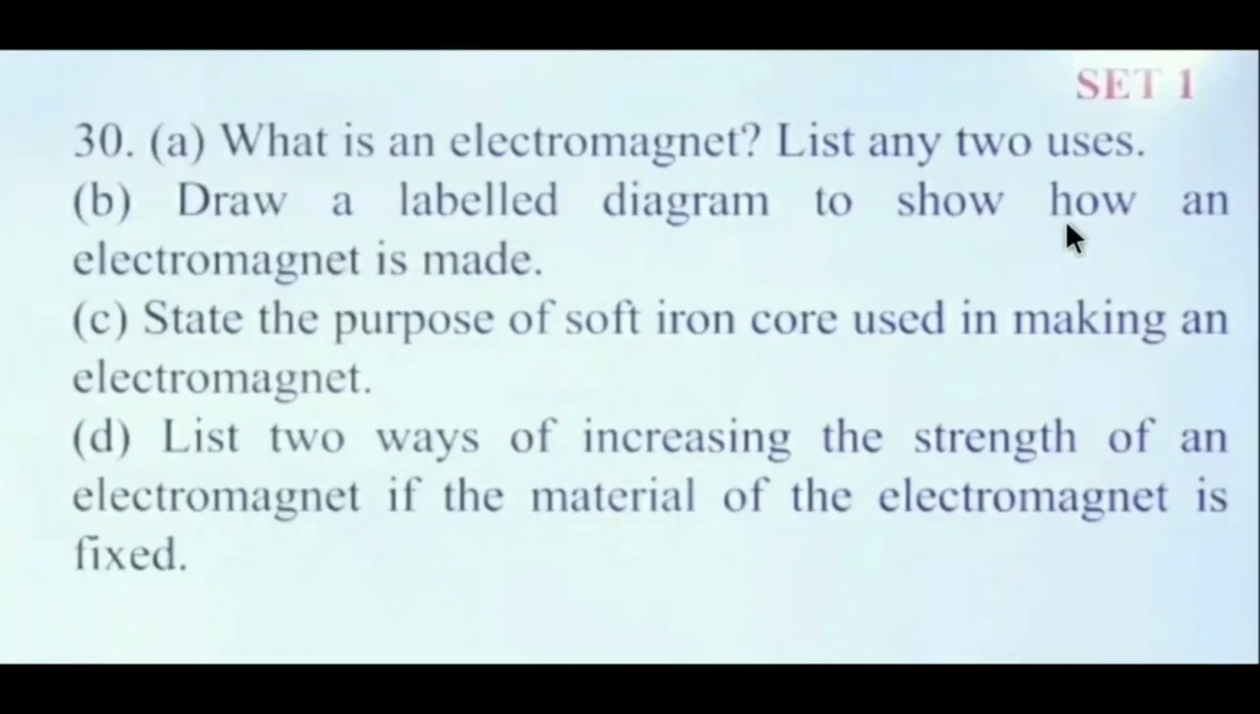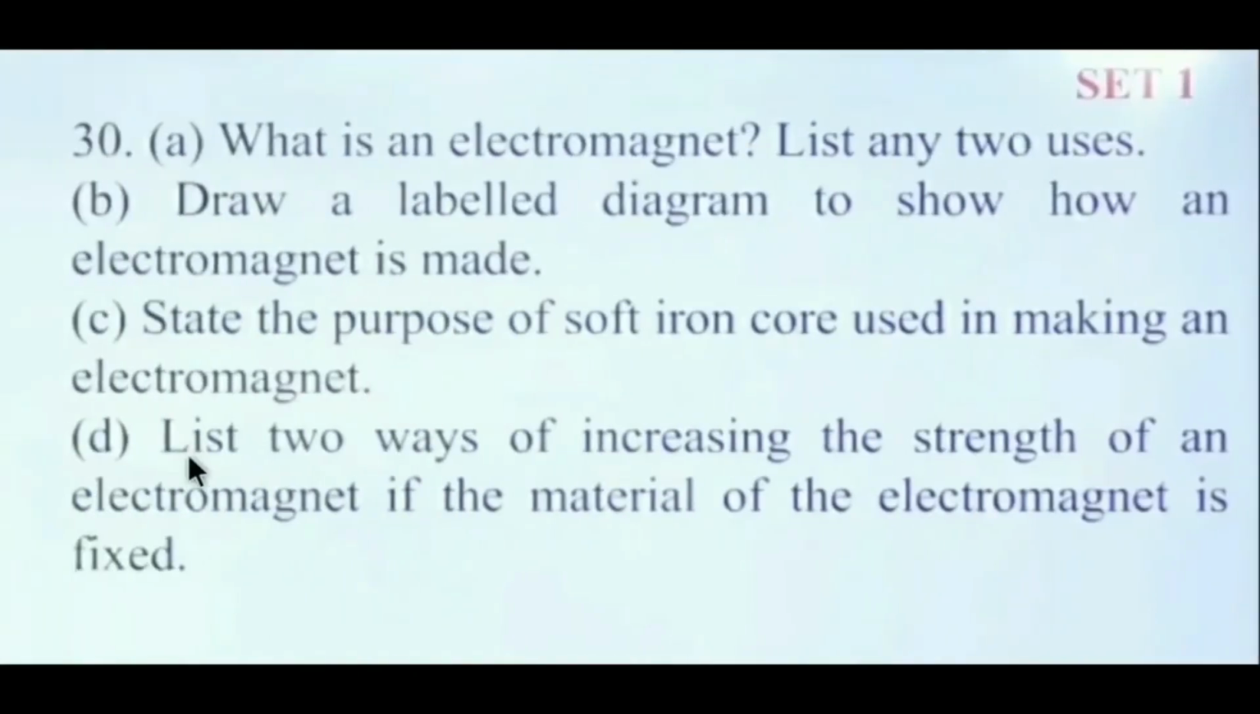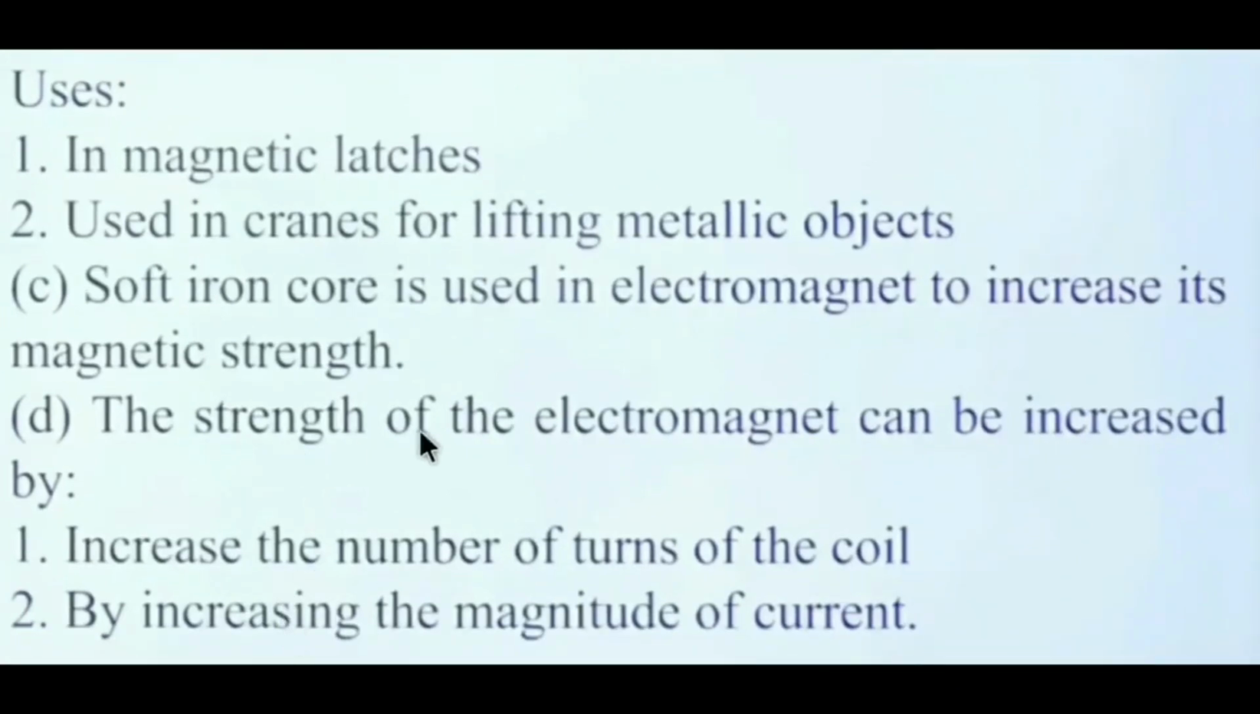Draw a labelled diagram to show how an electromagnet is made, and state the purpose of the soft iron core used in making an electromagnet. Soft iron core is used in an electromagnet to increase its magnetic strength. And list two ways of increasing the strength of an electromagnet if the material of the electromagnet is fixed. The strength of the electromagnet can be increased by increasing the number of turns of the coil and by increasing the magnitude of current.